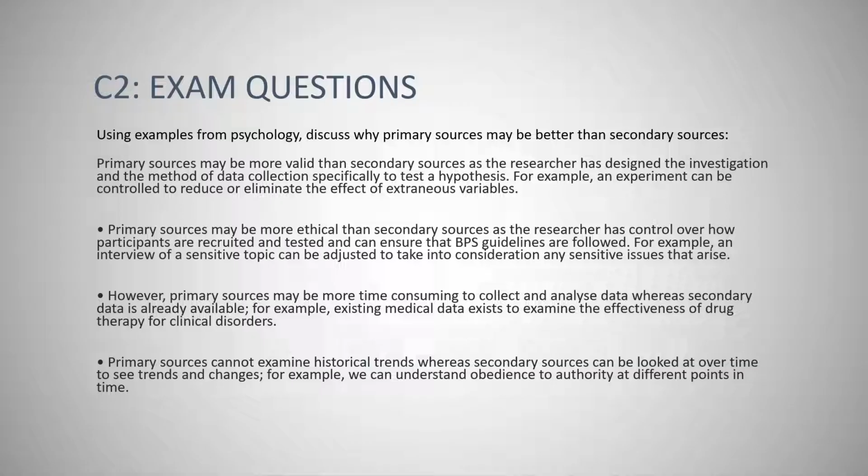Primary sources cannot examine historical trends, whereas secondary sources can be looked at over time to see trends and changes. For example, we can understand obedience to authority at different points in time. This is more speaking about primary sources in the singular. So the same experimenter might hold experiments at different time frames.